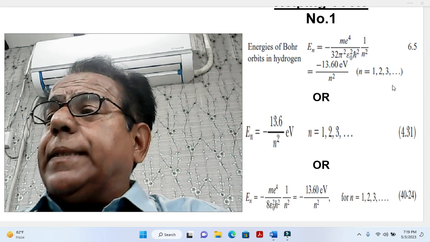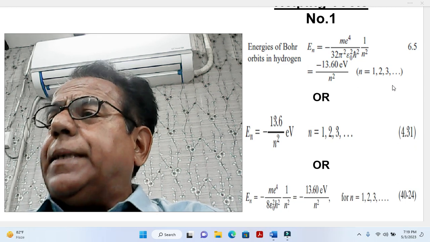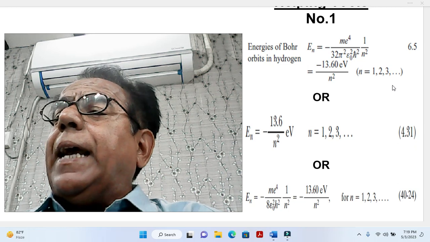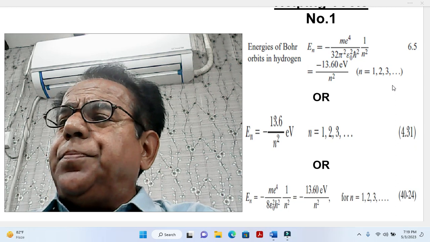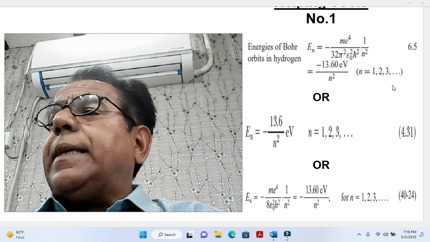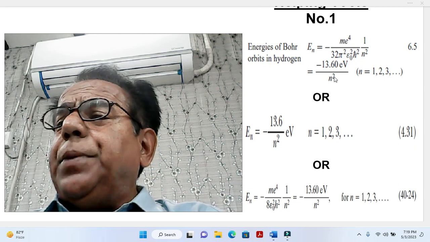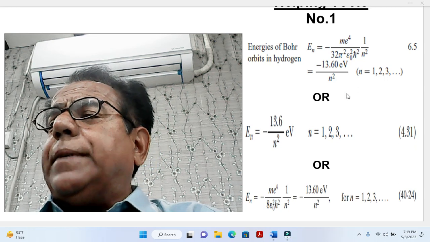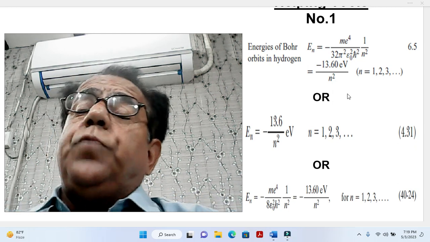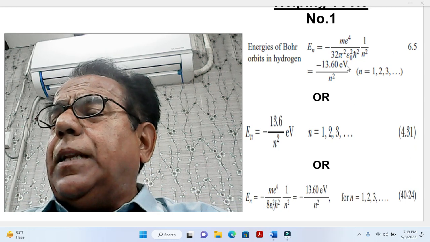En is equal to minus me raised to the power 4 divided by 32 pi square epsilon naught square h cut square, or h bar square, or h reduced square, into 1 over n square, and this alternatively becomes equal to minus 13.60 electron volt over n square, where n is equal to 1, 2, 3. Okay, dear students, this version we will apply.